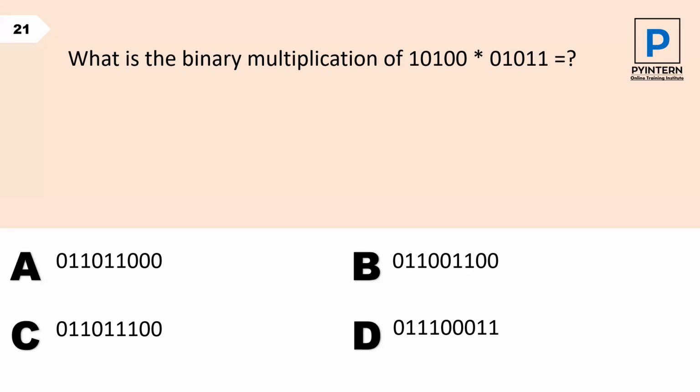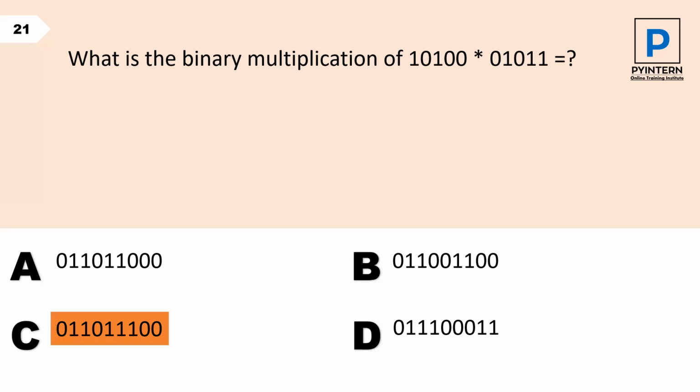Another number is, because 1, 2, 4, 8 and 16, 16 plus 4 is 20. Another number is 3 and 8, that is 11. So 11 multiplied by 20 gives 220. Now we convert this into a binary number, and we get the correct answer, which is C.